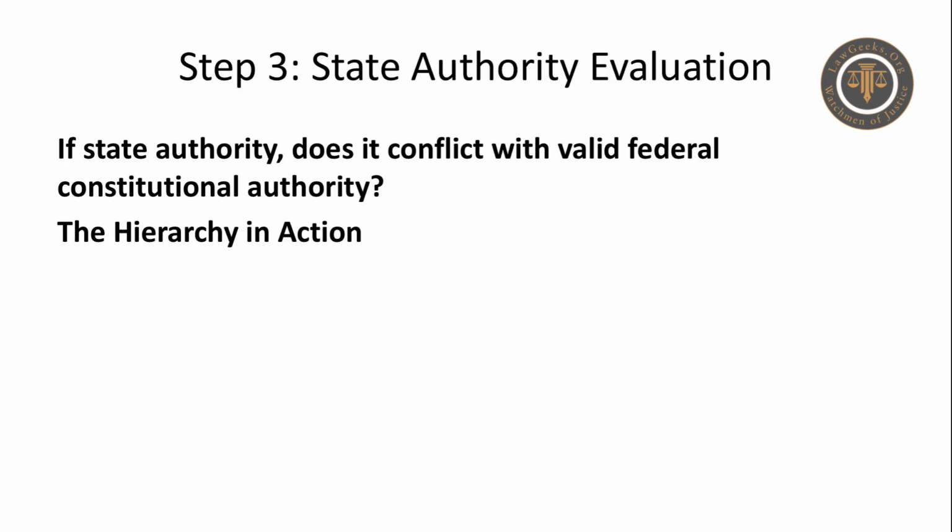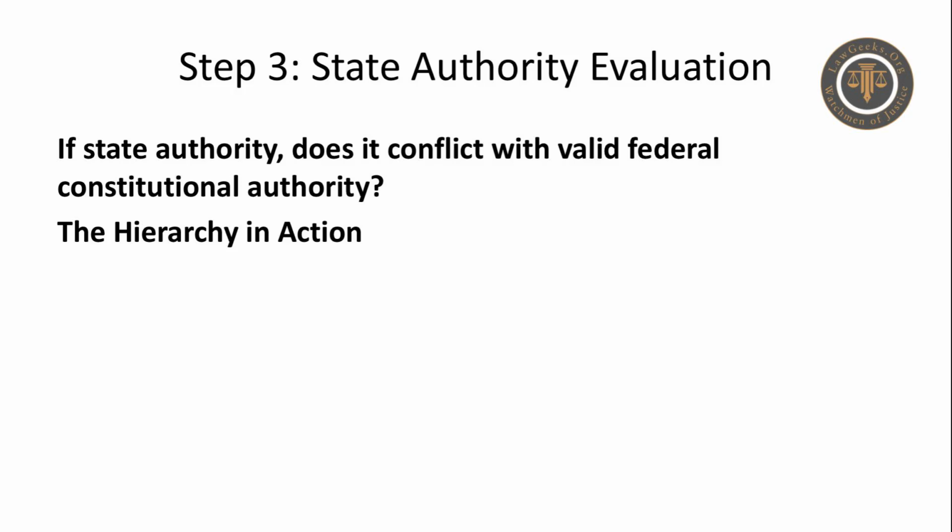Step 3 deals with situations where state governments are exercising authority. Remember, states retain significant governing power under our constitutional system. The 10th Amendment confirms this: powers not delegated to the federal government are reserved to the states or the people. So states have broad authority to govern within their borders. But Step 3 asks, does the state's exercise of authority conflict with valid federal constitutional authority?